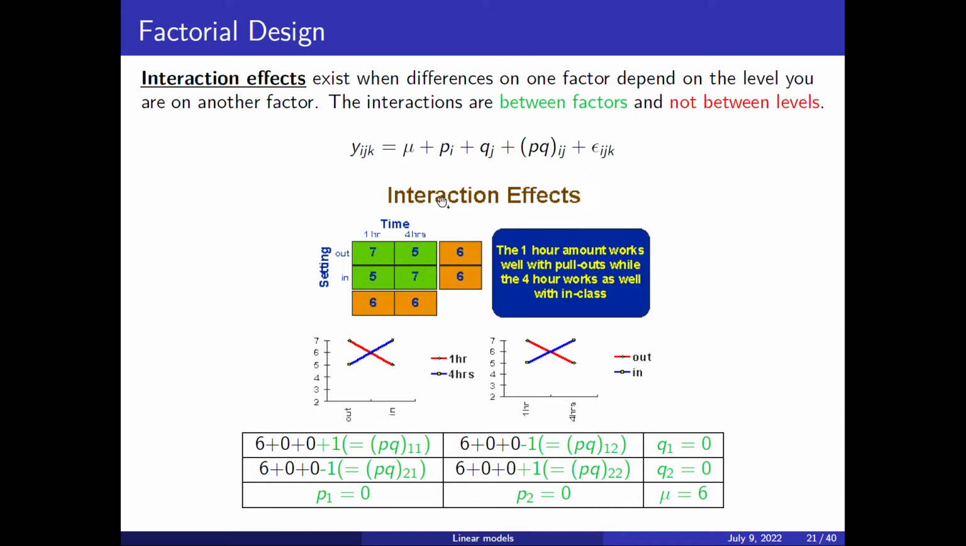So these two factors alone are called the main effects. This is the main effect of being 1 or 4 hours. This is the main effect of being out of class or in class. But I cannot explain this data, so I have to add something else. And this something else are interactions.